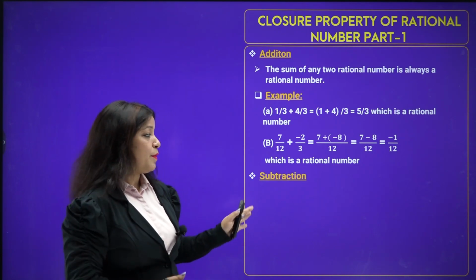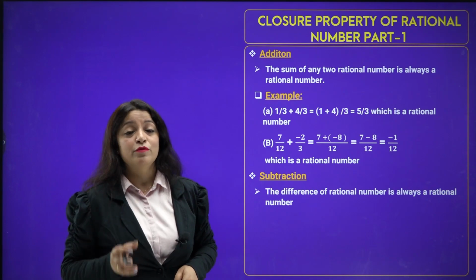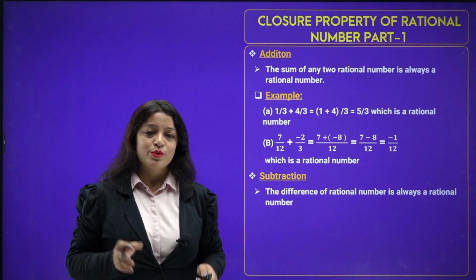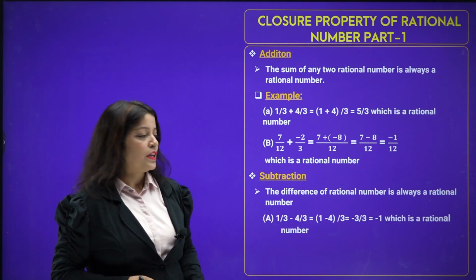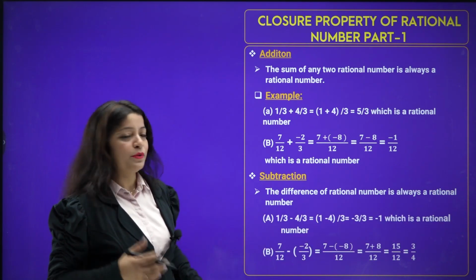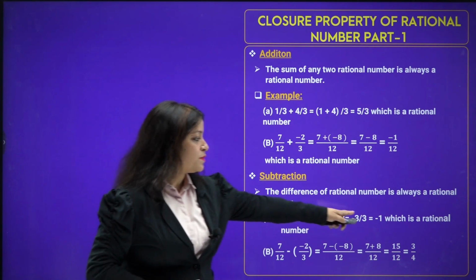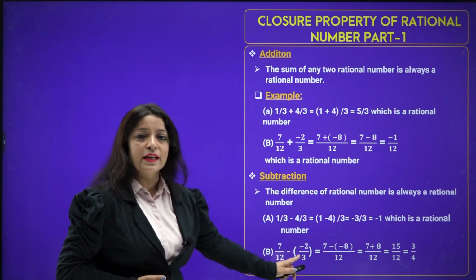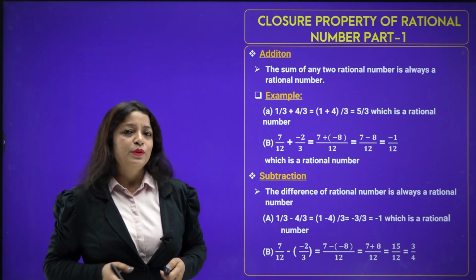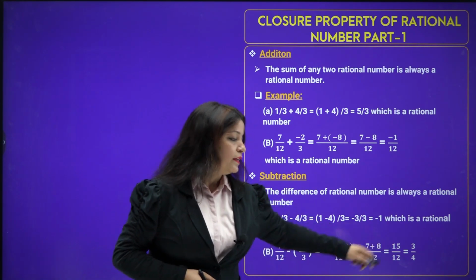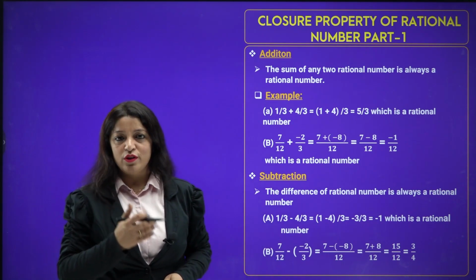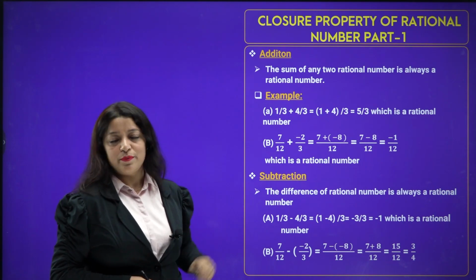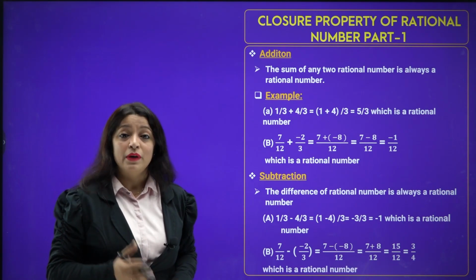Now let's see about subtraction. Is the same property applicable for subtraction also or not? The difference of two rational numbers is also a rational number. So you can take an example over here. With any two examples, you can find that the result will always be a rational number, if they both are positive, or if one is negative and one is positive. With any example, you can give a trial, and yes, you'll find that 3 upon 4 is also a rational number. So we can conclude that the difference of rational numbers is always a rational number. Let's see about multiplication now.